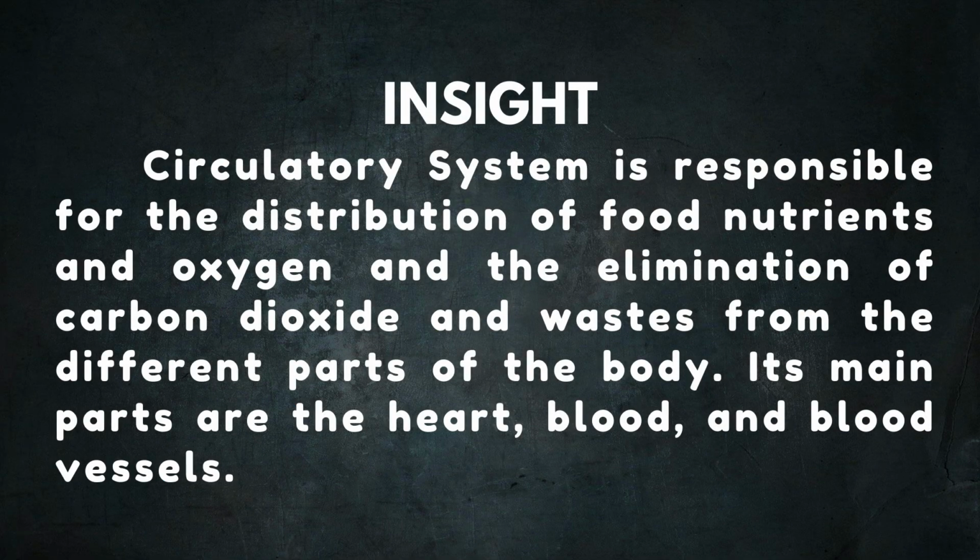To sum up the concepts of today's lesson, circulatory system is responsible for the distribution of food nutrients and oxygen and elimination of carbon dioxide and waste from the different parts of the body. Its main parts are the heart, blood, and blood vessels. Helpful nutrition, exercise, and positive outlook in life are essential in order to make our circulatory system healthy. Now that you have learned about the circulatory system, let's have an exercise to find out if you really understood our lesson.